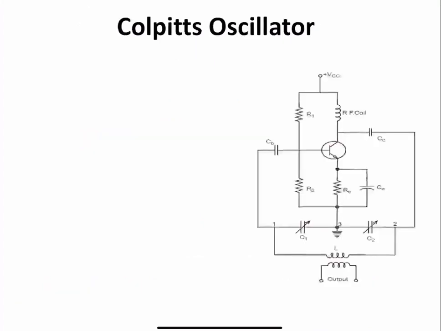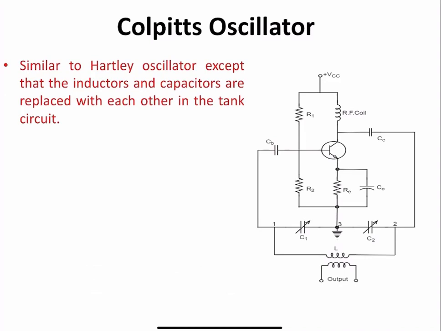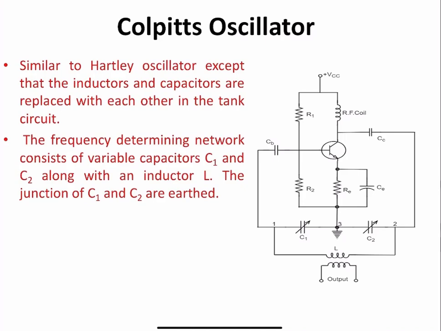Now come to the Colpitts oscillator. The basic circuit for the Colpitts oscillator is shown here. In this figure, you can see the amplifier circuit remains the same as used in the Hartley oscillator. In the tank circuit, the difference is that the L and C components are interchanged. It is very similar to the Hartley oscillator except that in the frequency determining network, or tank circuit, L and C are interchanged. The frequency determining network here consists of variable capacitors C1 and C2 along with an inductor. The junction of C1 and C2 is earthed as shown in this figure.